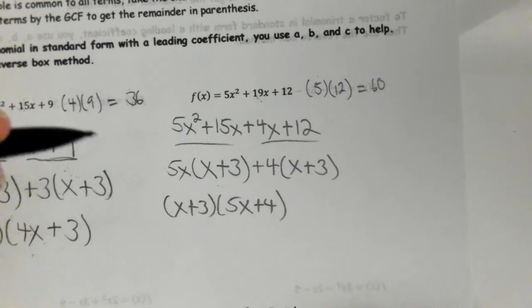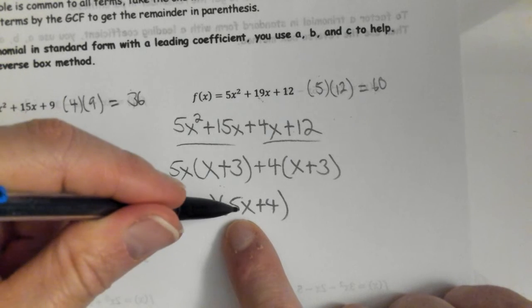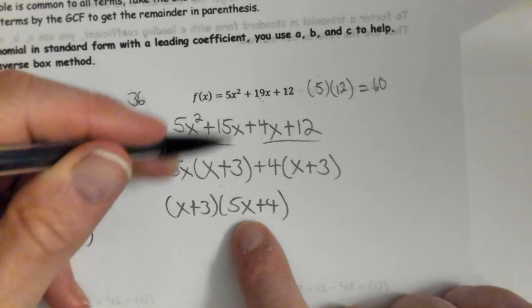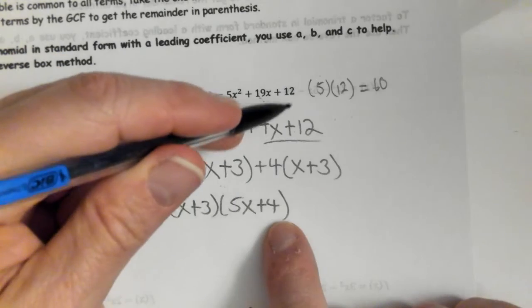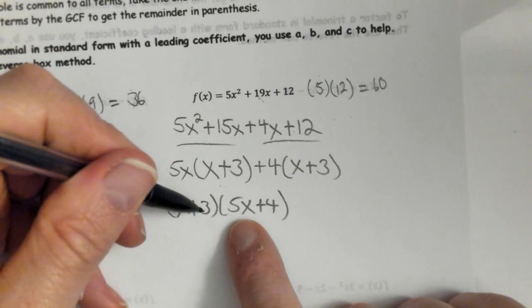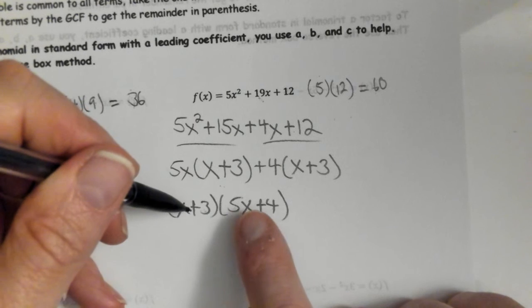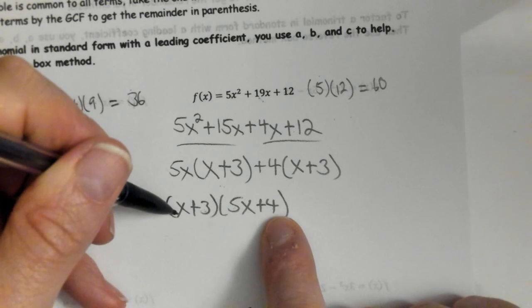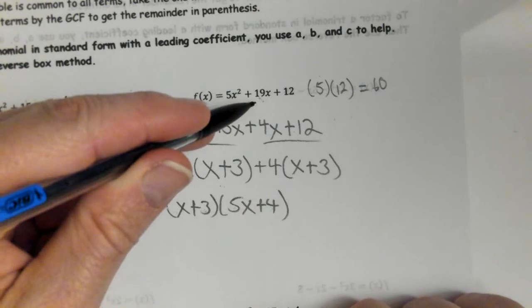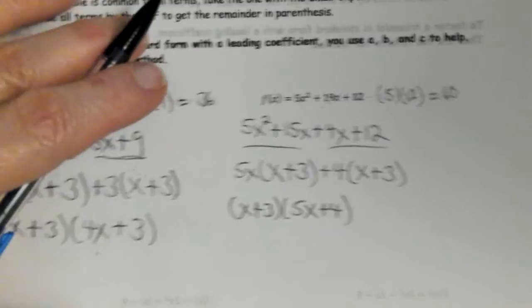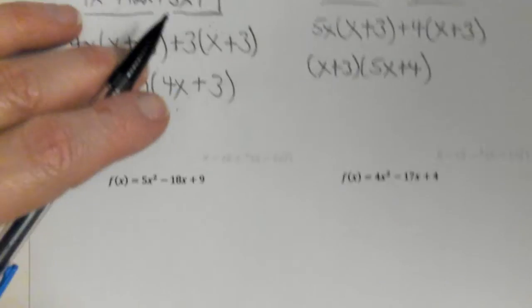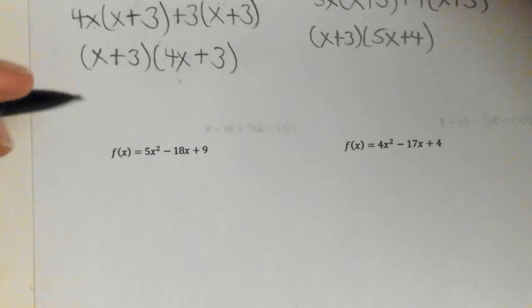If you wanted to double check and make sure you could, x times 5x is 5x squared. The last two, 3 times 4 is 12, and in the middle 3 times 5x is 15x. Plus 4 times x is 4x, 15x plus 4x is 19x in the middle, and we have factored it correctly. All right, a few more examples for us to look at here.